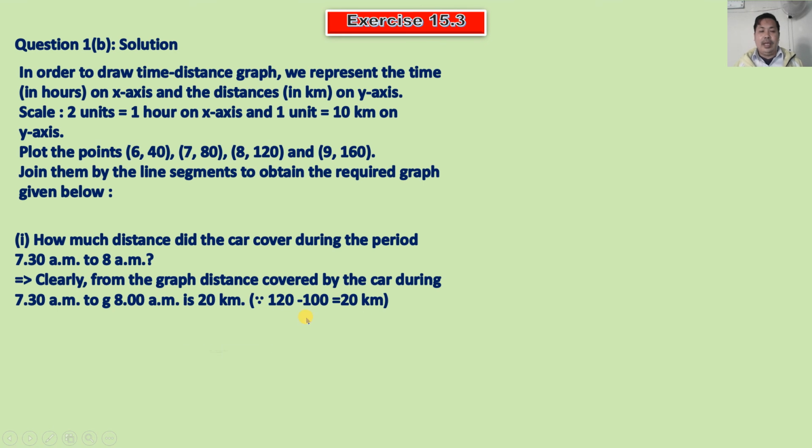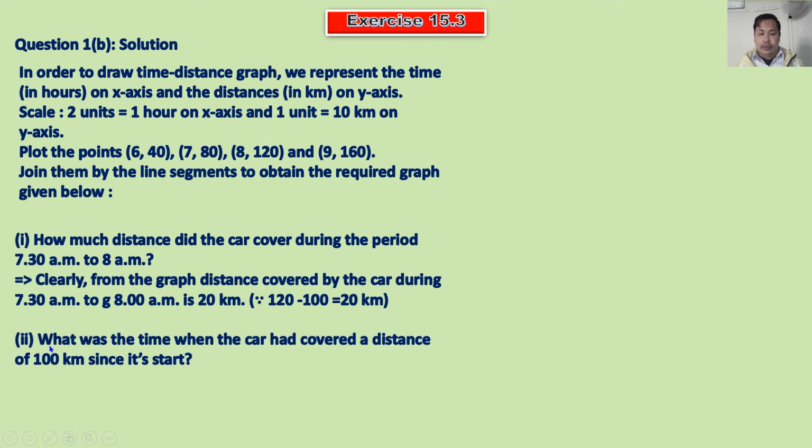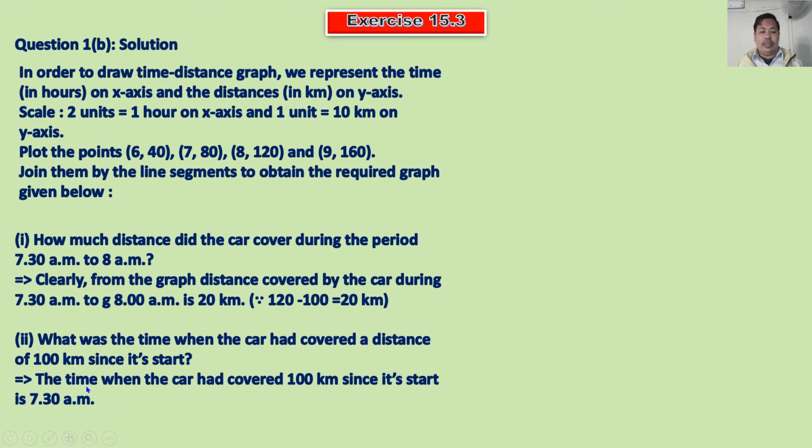Okay, and the next question, number two, is what was the time when the car covered a distance of 100 kilometers since it started. Okay, so you get the answer here: the time when the car had covered 100 since it started is 7:30 a.m. only. That is the answer. The answer is from this question number one, isn't it? Because at 7:30 it covered 100 kilometers. That from the graph only you can find.